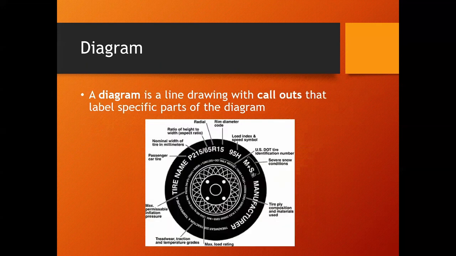A diagram, for example, is going to be a drawing, typically a line drawing, not usually a realistic drawing, and it's going to have indicators of different parts or specific things you want to show the reader. For this example, at the very top, we are pointing to a rim diameter code, and that is what that little portion of what is on the tire is for. Those different words with the little lines and arrows are called callouts. And that is really the purpose of the diagram, to show how the callouts and the different pieces relate to each other on a more realistic scale.